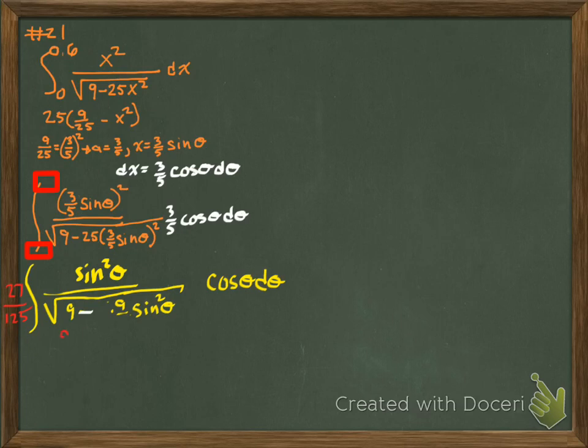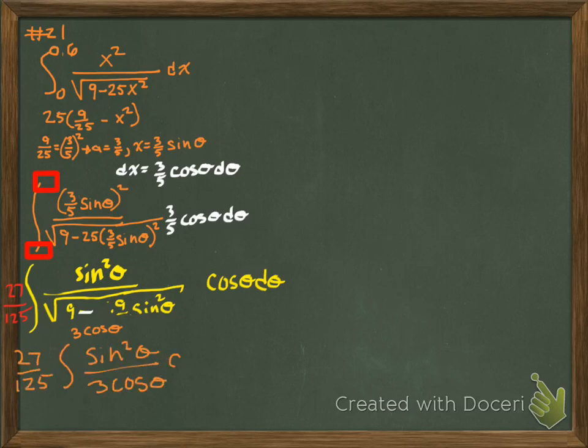Now, let's go ahead and factor out that 9. We're left with 1 minus sine squared, that's the only trig identity you ever remember. That's the cosine squared, and that's under the root. The square root of those squared quantities is going to be 3 cosine theta.